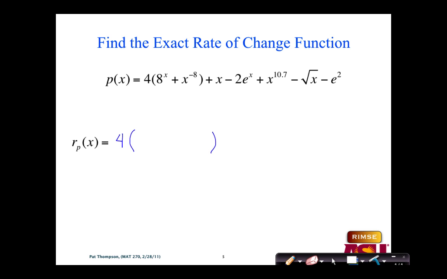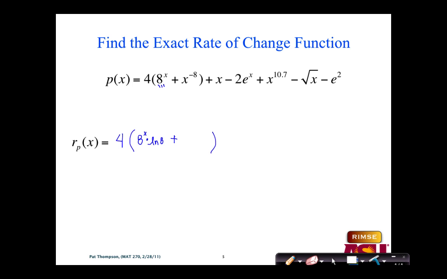All right, so this 4 is a constant multiple, or a coefficient, on this expression in parentheses, so the rate of change is just going to be 4 times as much as it would be if that 4 weren't there. What's the inside? I've got 2 pieces added, so I just find their rates of change separately. What's the derivative for 8 to the x? Yep, 8 to the x times natural log of 8. So 8 to the x times some positive number that I don't know off the top of my head, but close to 2. Plus.